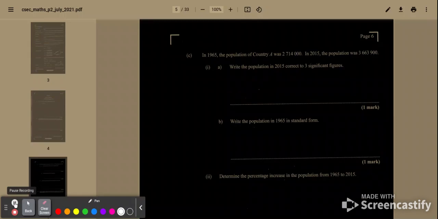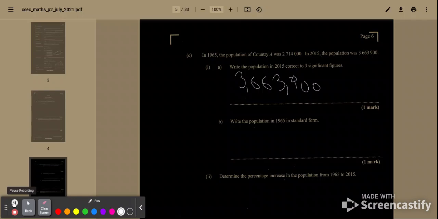Okay, so this question, part C, says in 1965, the population of country A was 2,714,000. In 2015, the population was 3,663,900. And now they want us to write the population in 2015 to three significant figures. So let's do that.